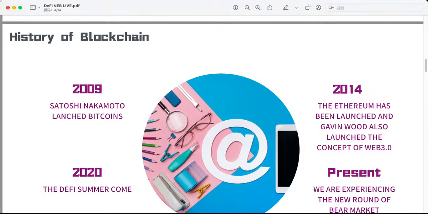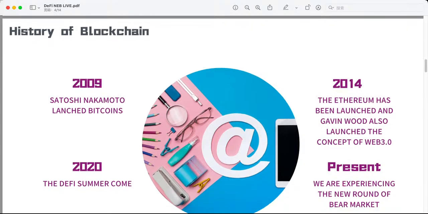And time goes to 2020. The DeFi summer came, and that was a foundation for the continual development of Web3. And time goes to the present, and we are in the bear market. I think some people may not have invested in crypto assets at this time because of the bear market, and some crypto assets have shrunk a lot.